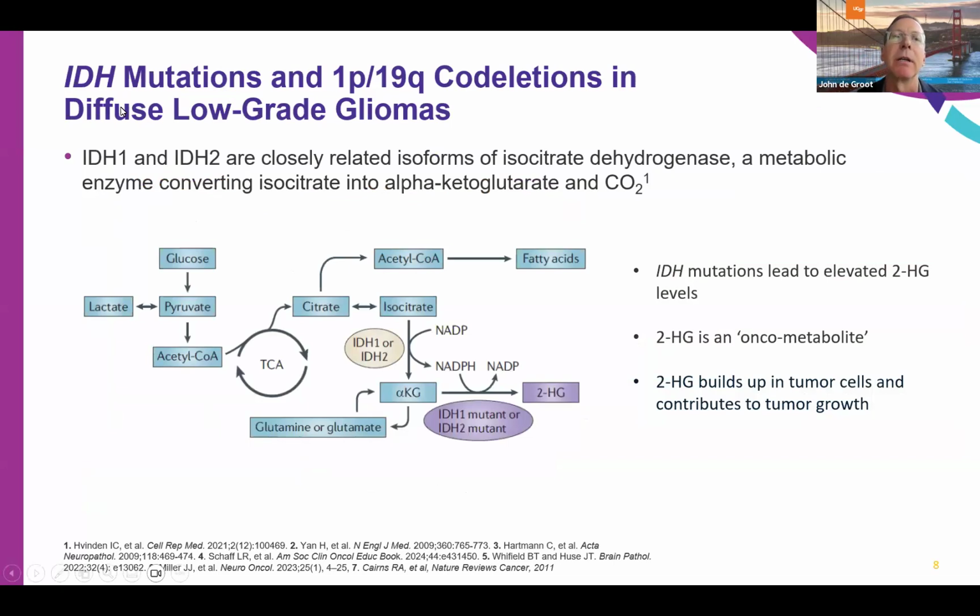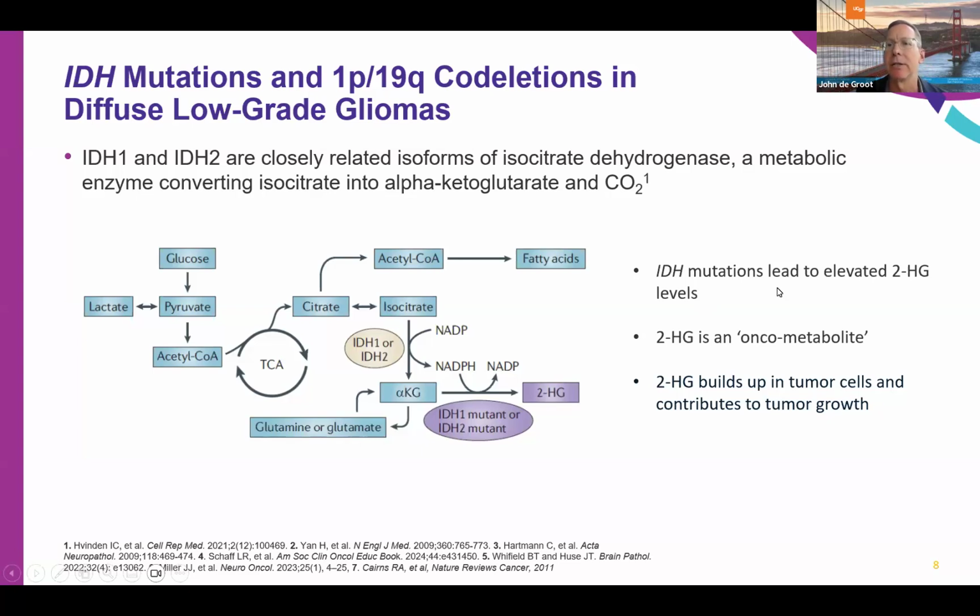So what are IDH mutations and also 1p19q codeletions? The first thing really to focus on is IDH. IDH stands for isocitrate dehydrogenase. This is an enzyme in the citric acid cycle, a metabolic cycle that's present in all cells. These IDH enzymes are really important for normal cellular function, for the normal generation of energy. But what can happen is if there is a mutation in either IDH1 or IDH2, most of the mutations are in IDH1, these lead to an overactivity of the enzyme. And that leads to a greater production of a metabolite called 2HG, which is 2-hydroxyglutarate.